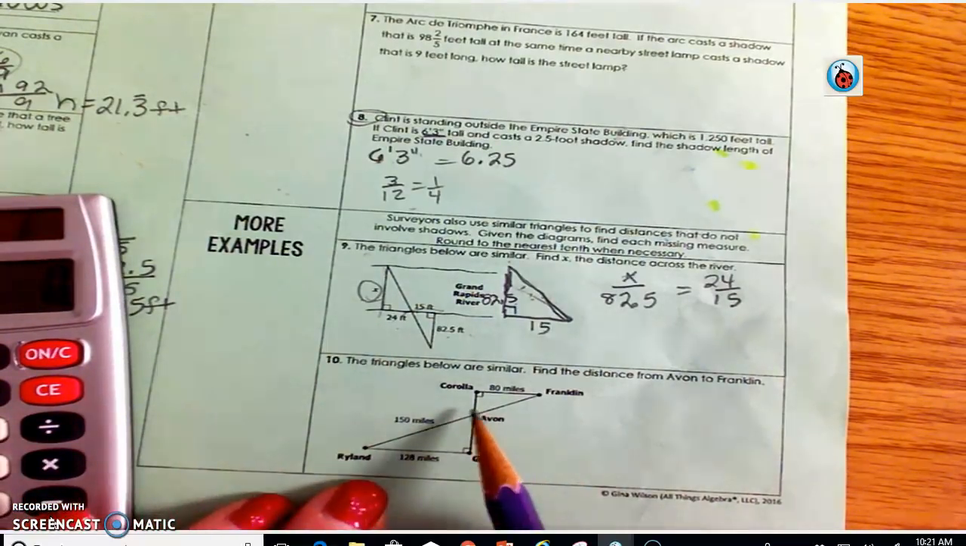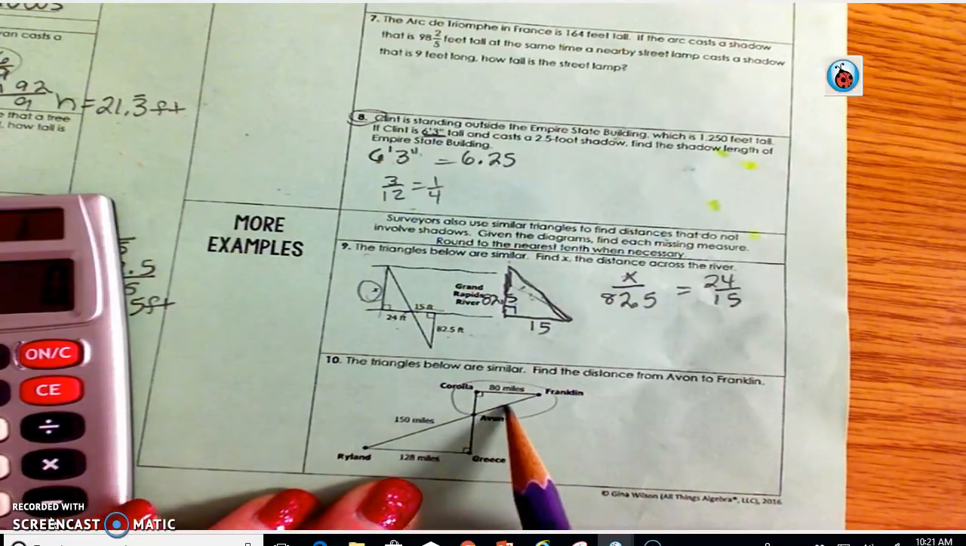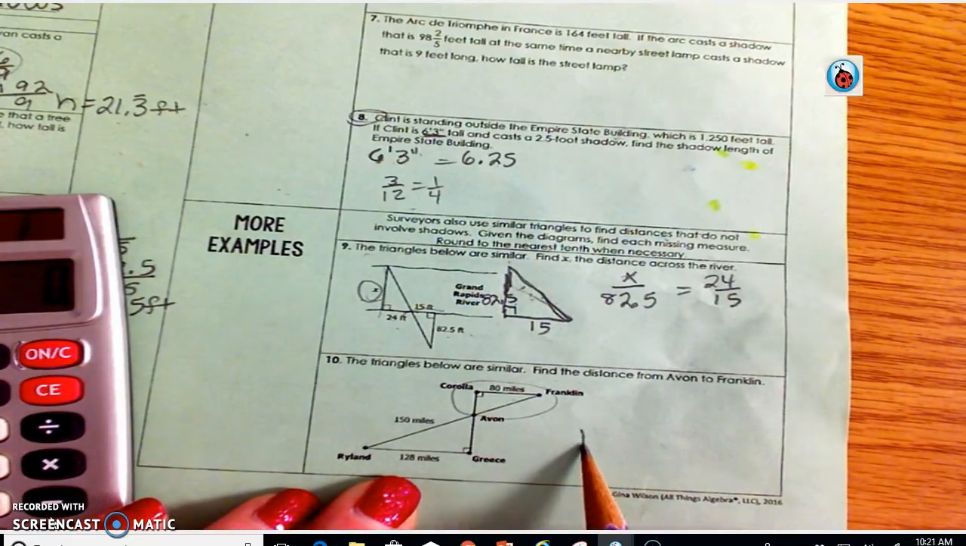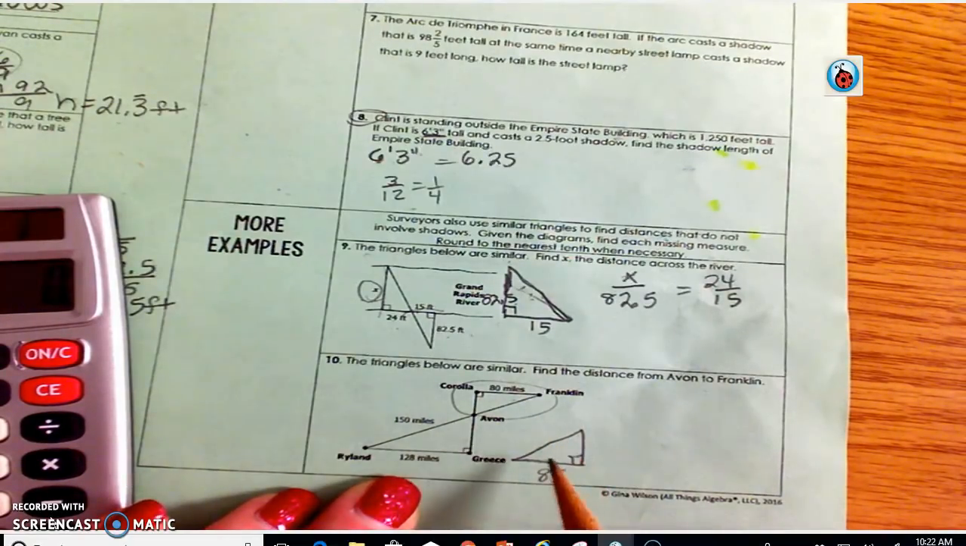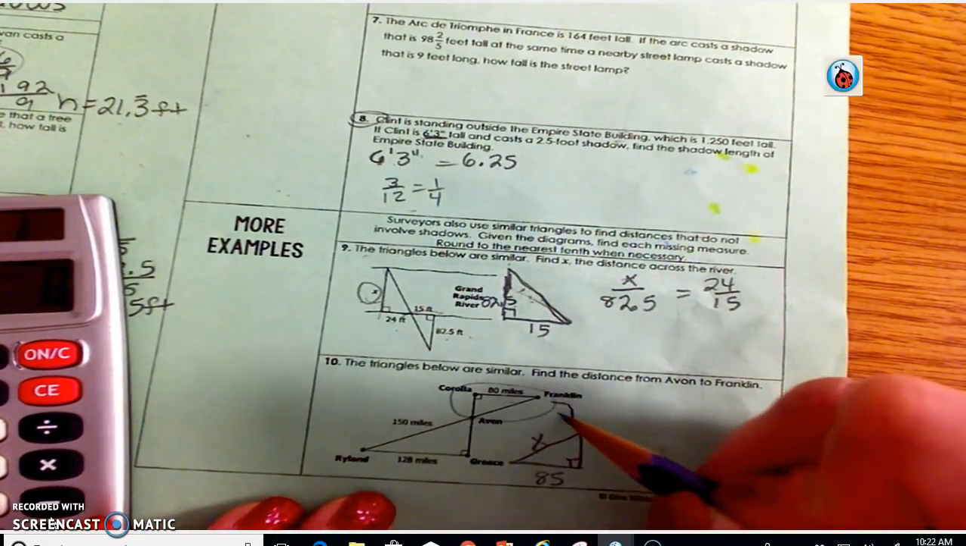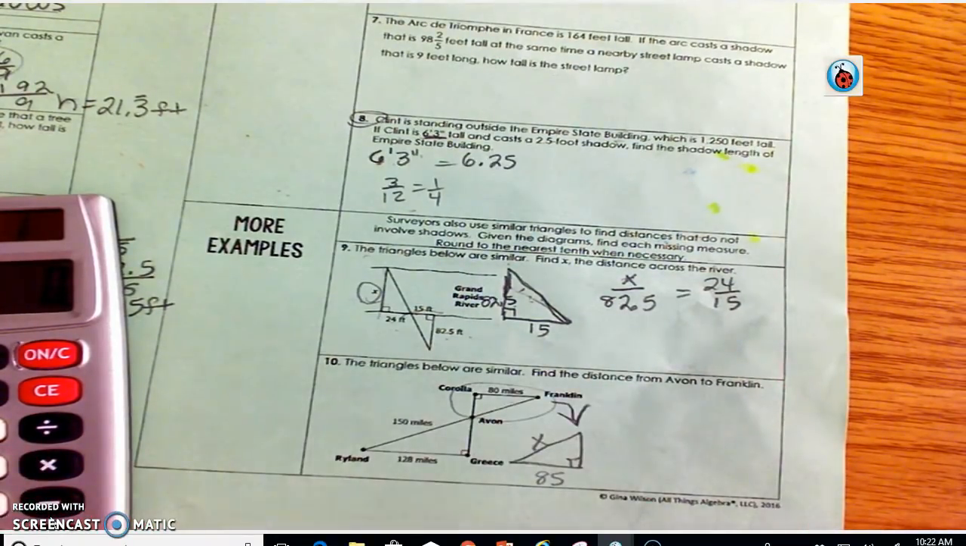And then on the last one, once again, I would take this triangle and draw it in the same position as the other one. When you label it, 80 would go down here, and you are trying to find the distance from Avon to Franklin, so you're trying to find that distance. So I will give you that hint and let you finish it from there.